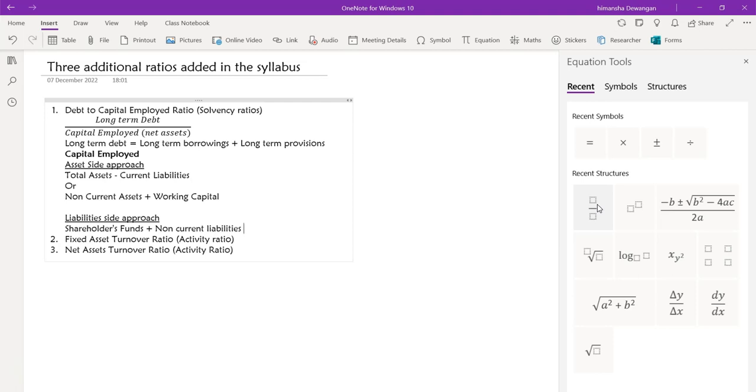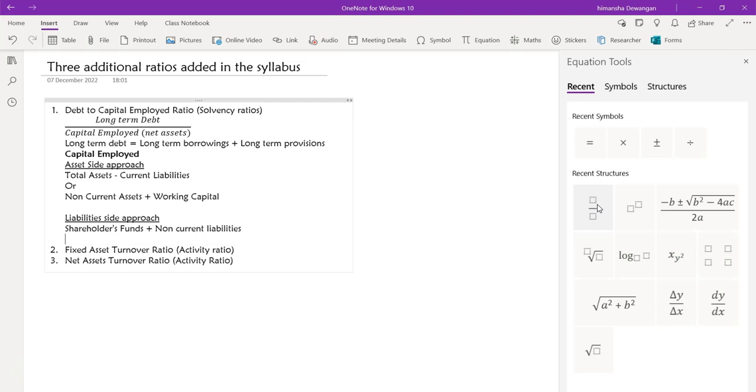Alright. And for asset side, we can say total assets minus current liabilities, even non-current. Ayushi, say it again, I could not hear properly. Ma'am, in the asset side approach it can be total assets minus current liabilities, or non-current assets plus working capital also. Correct. Yes, both the options are same only. It just depends on what data has been given in the question. All right.